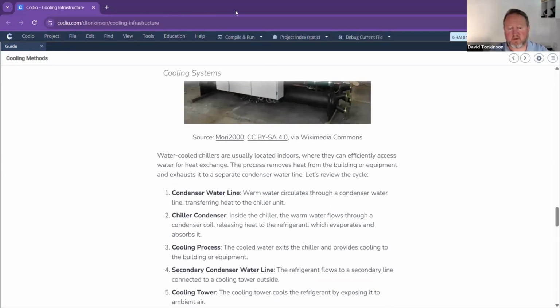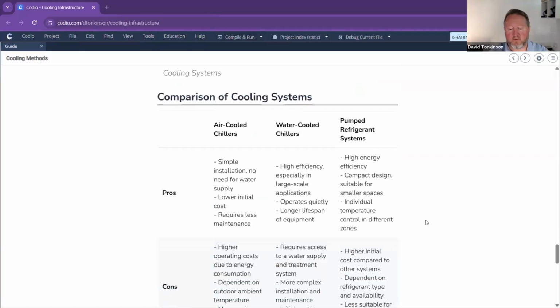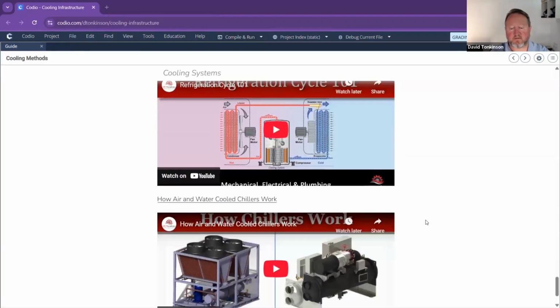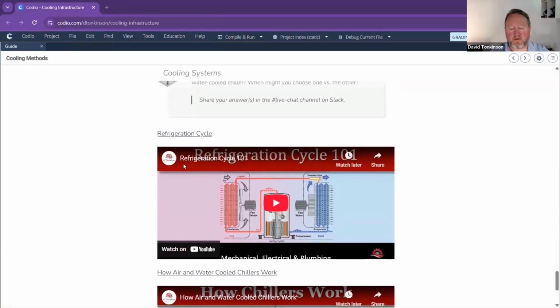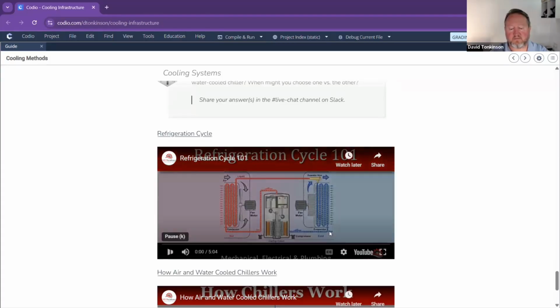So I'm going to check my share. And we're going to let you watch some of those, and then we're going to come back to some of these items, okay? So the first one is the refrigerant cycle.